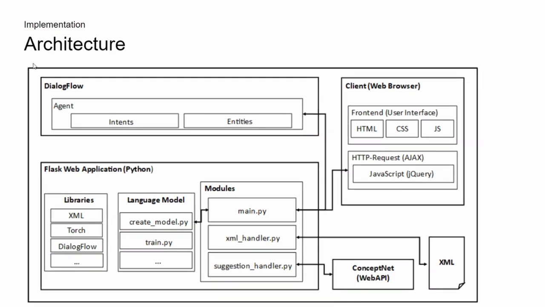The implemented prototype was built as a Flask application in Python. It contains different libraries and it integrates the language model within our system. Additionally, it is responsible for the coordination of different components like the Dialogflow agent, the ConceptNet Web API, and the XML file. It also acts as the backend of our application and therefore it forms the interface to the frontend.